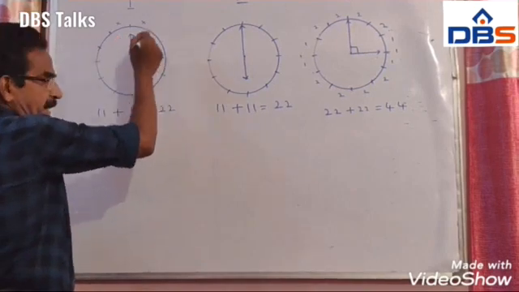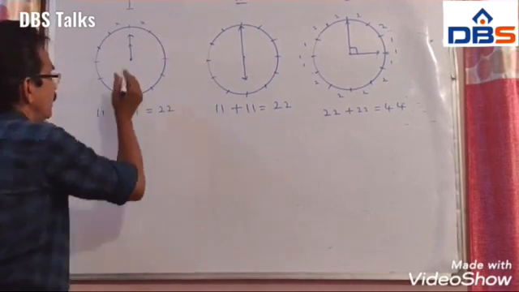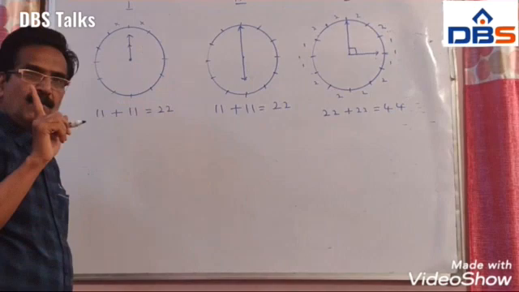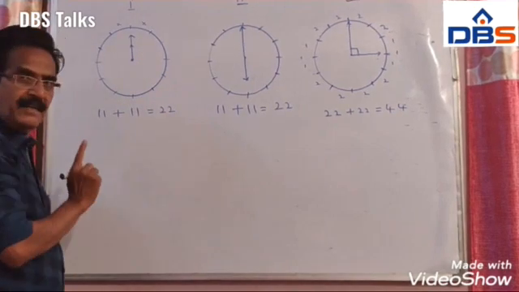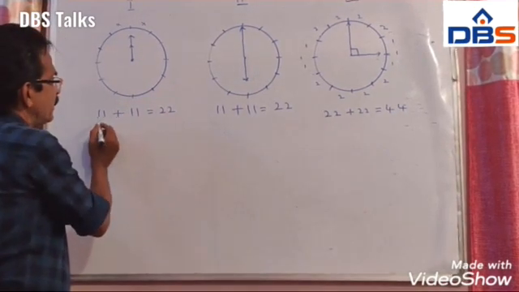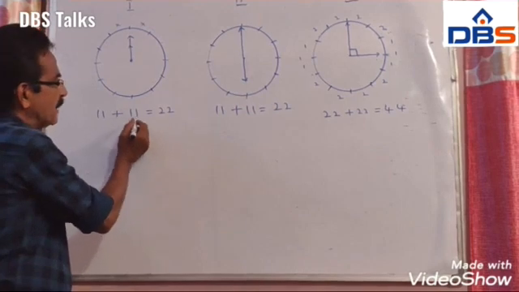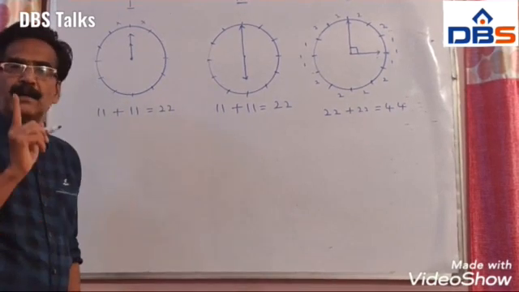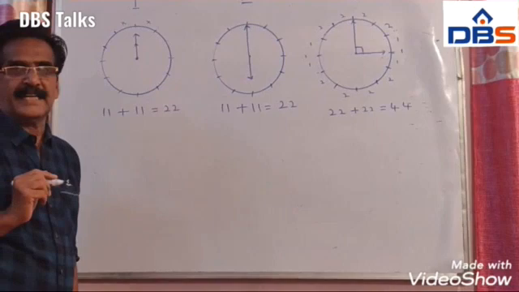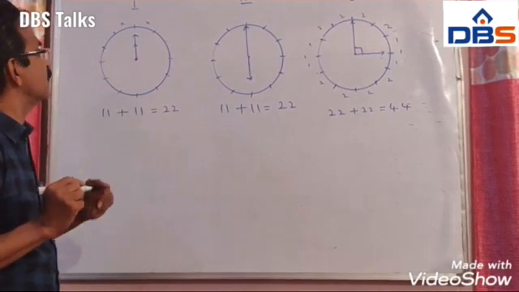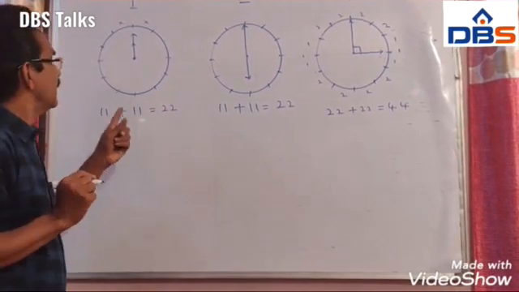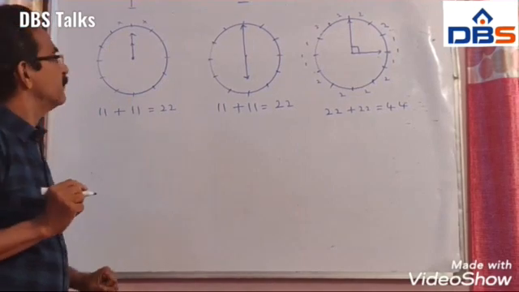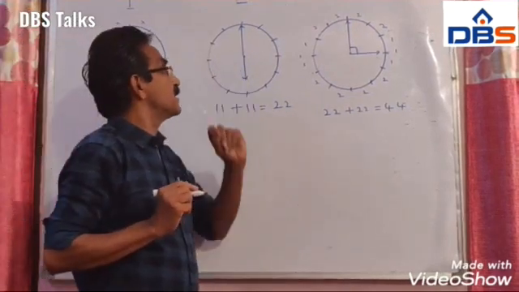In the remaining 10 gaps, 10 times, plus at 12 o'clock, 1 time. 10 plus 1 is 11. Daytime 11, nighttime 11. 11 plus 11 is 22 times the hands will coincide in a day. So, how many times do the hands of a clock coincide in a day? That is 22 times. Next, coming to the second point.